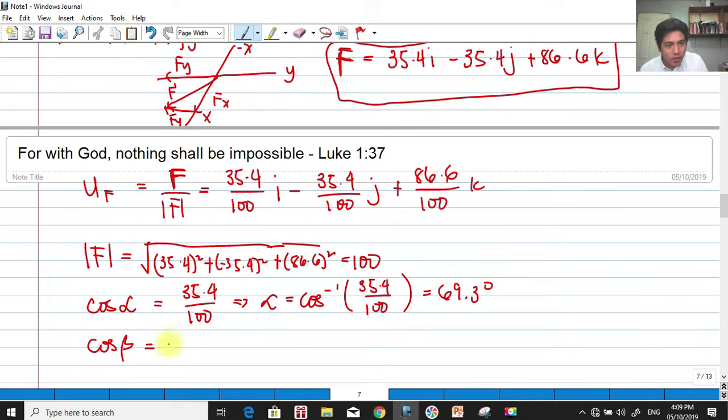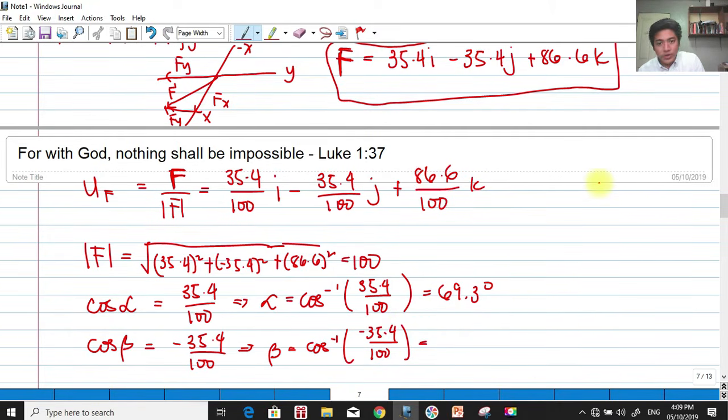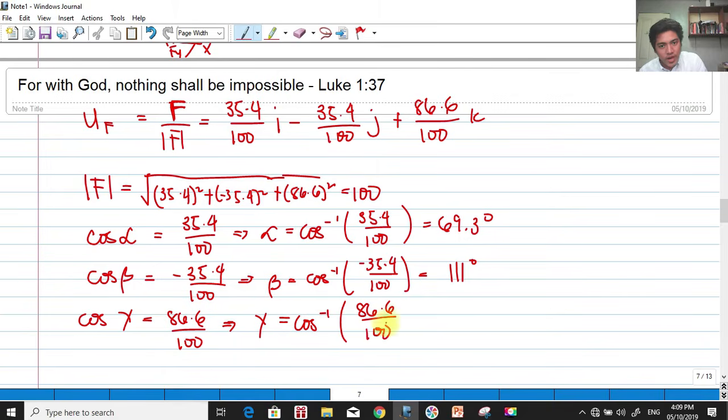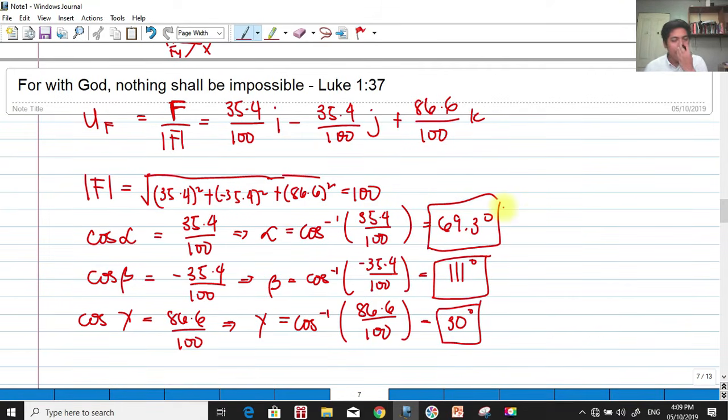Cosine beta is now equal to negative 35.4 over 100. If we solve for beta, that is arc cosine of negative 35.4 over 100, and that is equivalent now to 111 degrees. Lastly, cosine gamma is equivalent to 86.6 over 100, and our angle gamma is arc cosine of 86.6 over 100, and that is equivalent to 30 degrees. And this should be our direction angles for our force F.